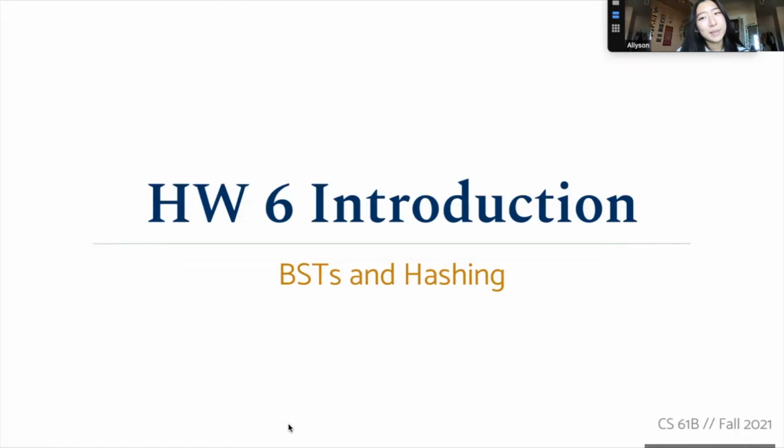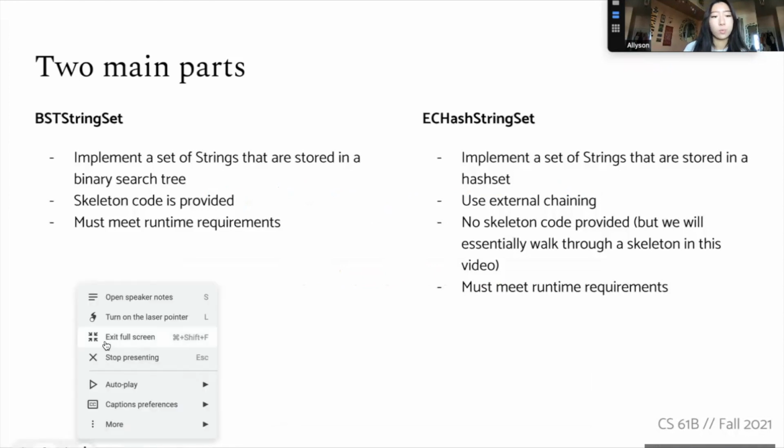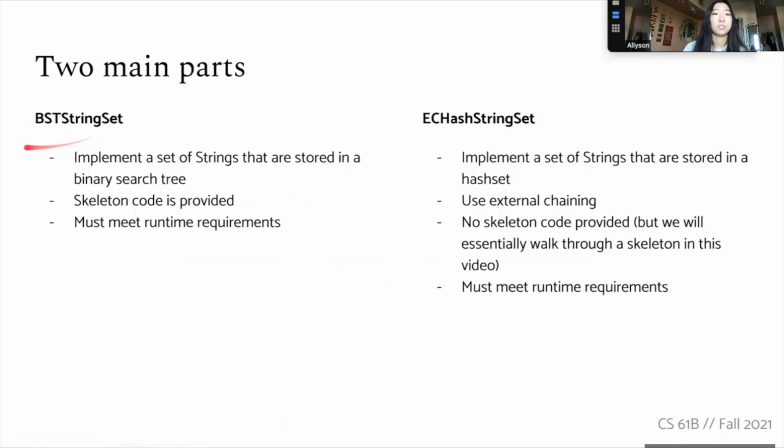We're going to talk about BSTs, binary search trees, and hashing today. So there are two main parts to this homework. First, we have the BSTStringSet. This one is asking you to implement a set of strings that are stored under the hood in a binary search tree. There's skeleton code provided, and you have to meet some runtime requirements.